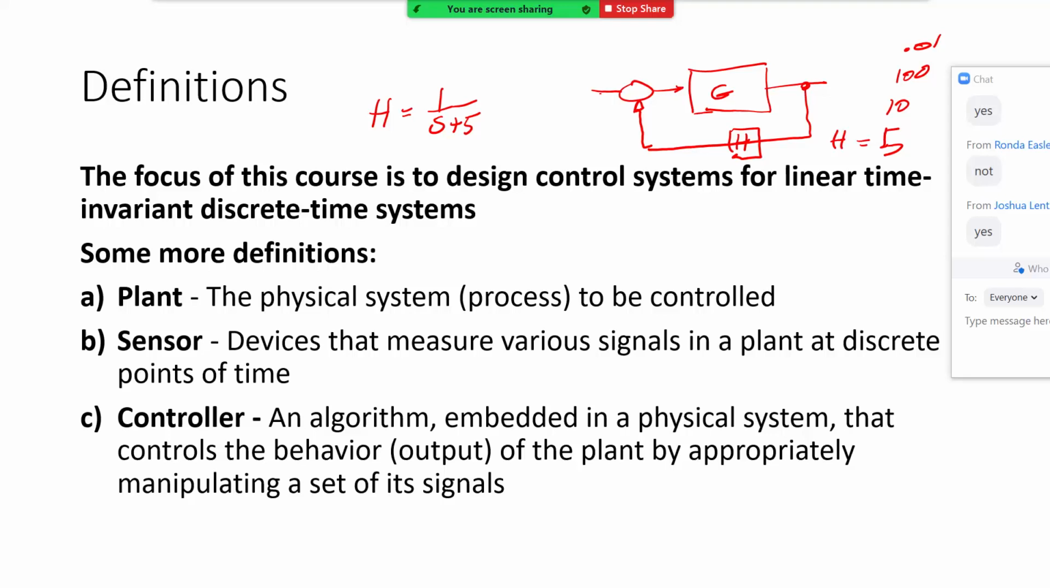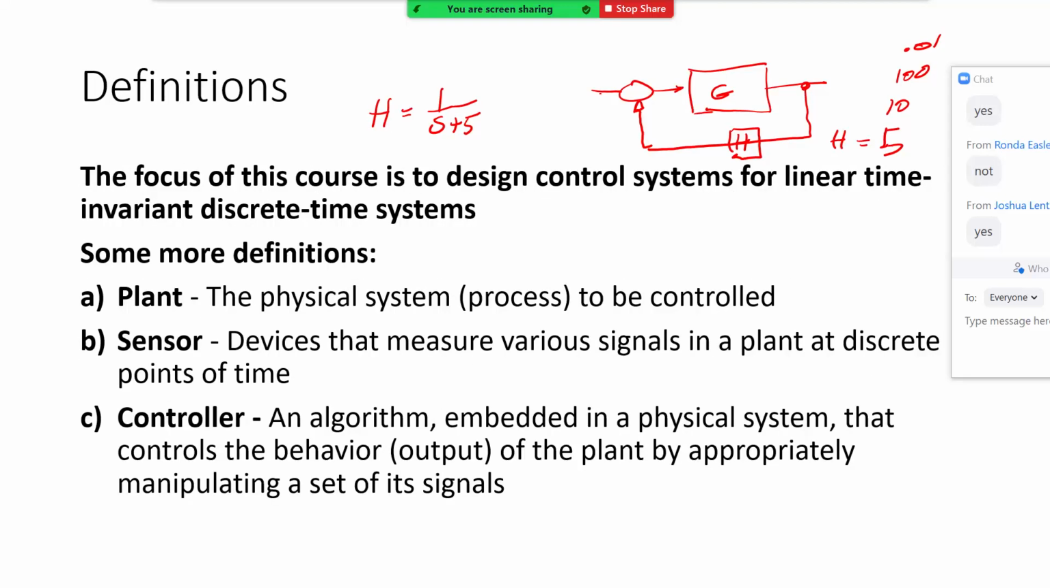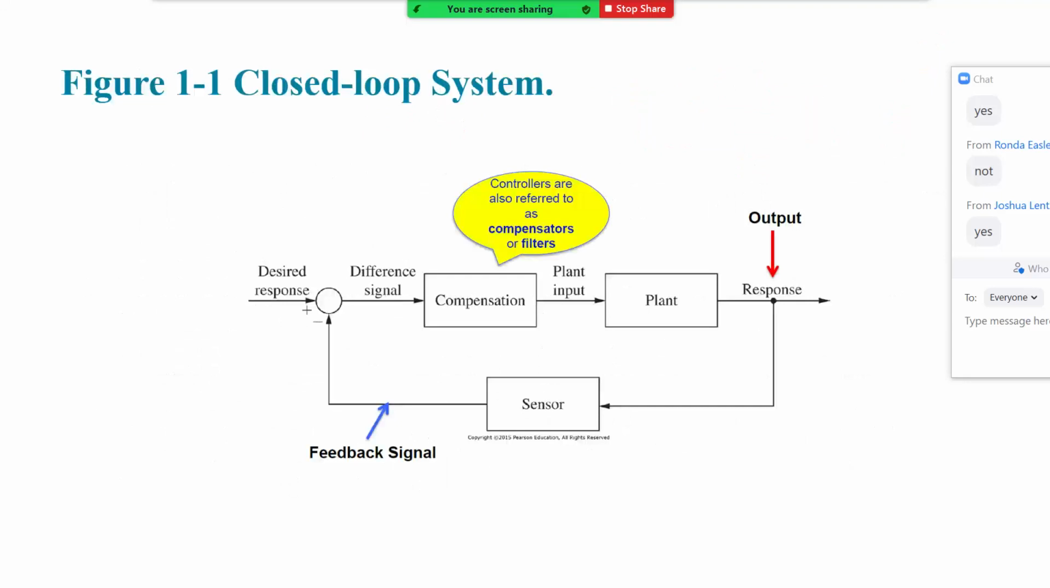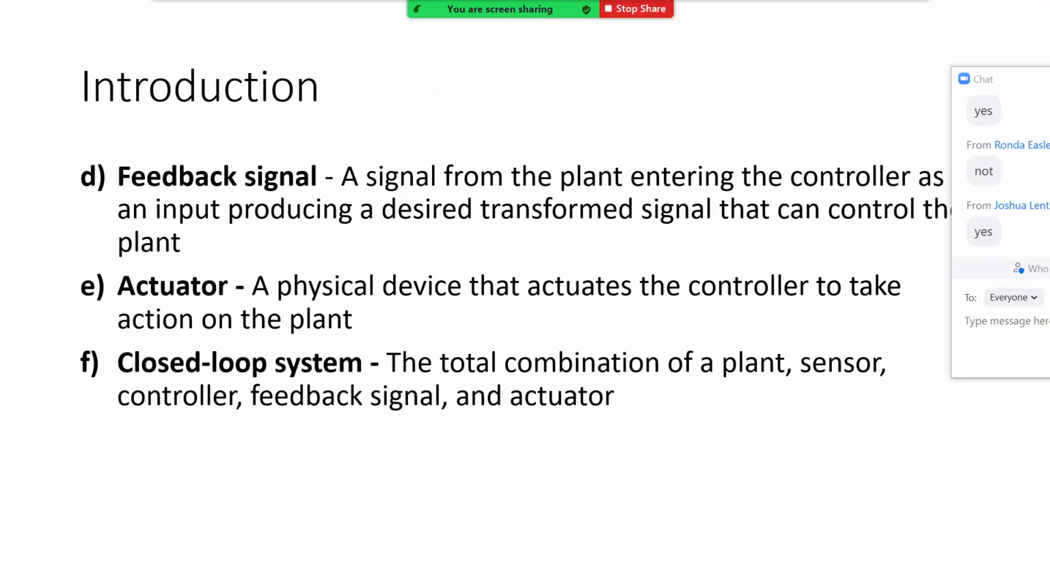Okay, so then we have the controller. The controller is an algorithm embedded in the physical system that controls the behavior of the plant. Now this controller, we're going to refer to it as a controller, we're going to refer to it as a compensator, we're going to refer to it as a filter. They all refer to the same thing. Controller, compensator, filter, they all refer to the same thing.